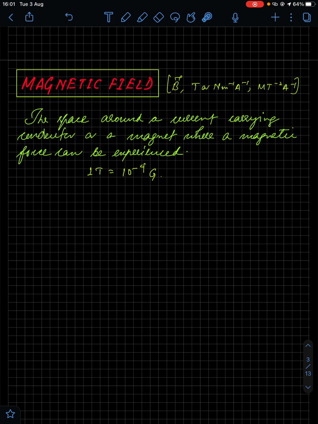So first let's understand what is a magnetic field. The space around a current carrying conductor or a magnet where a magnetic force can be experienced, you call that a magnetic field.